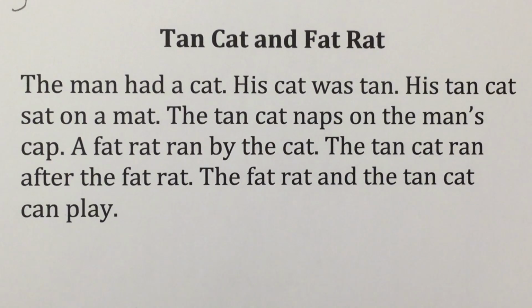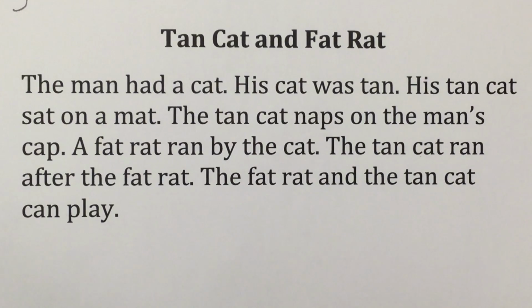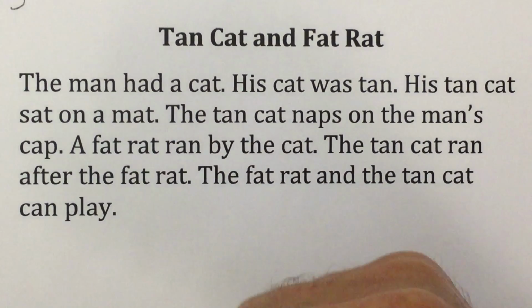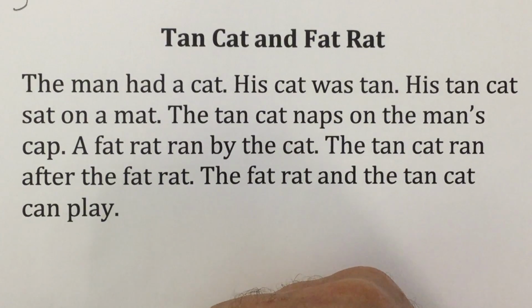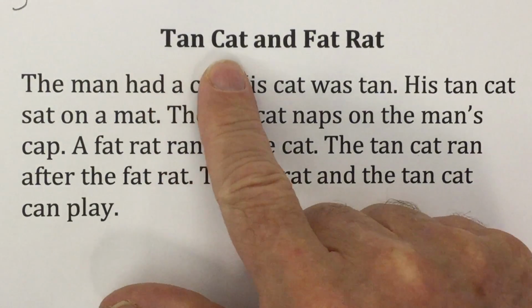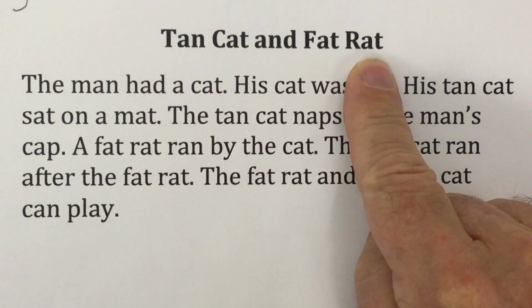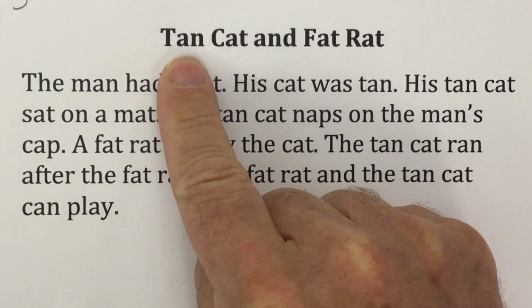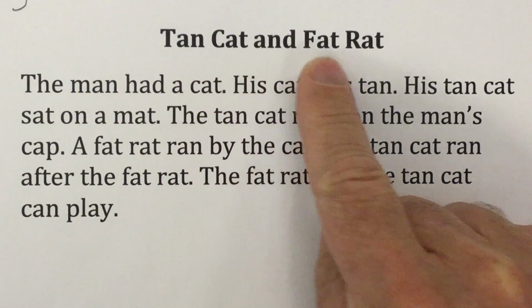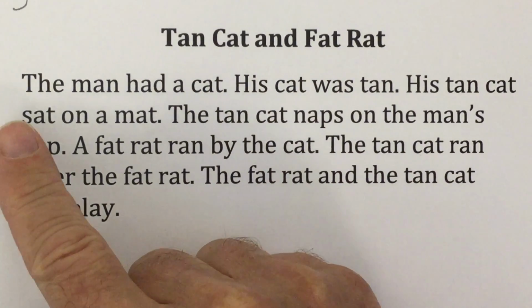This time, I'm going to read, and then I'll point again to each word, and you read. That's called echo reading. You ready? Let's start with the title. Mr. C's turn. Tan cat and fat rat. Okay, your turn. Great, let's go down to the first sentence.